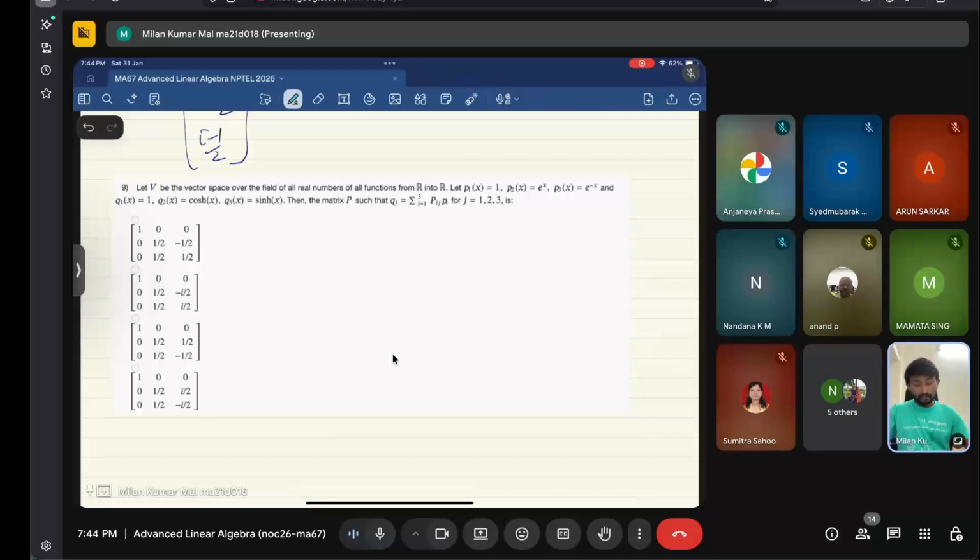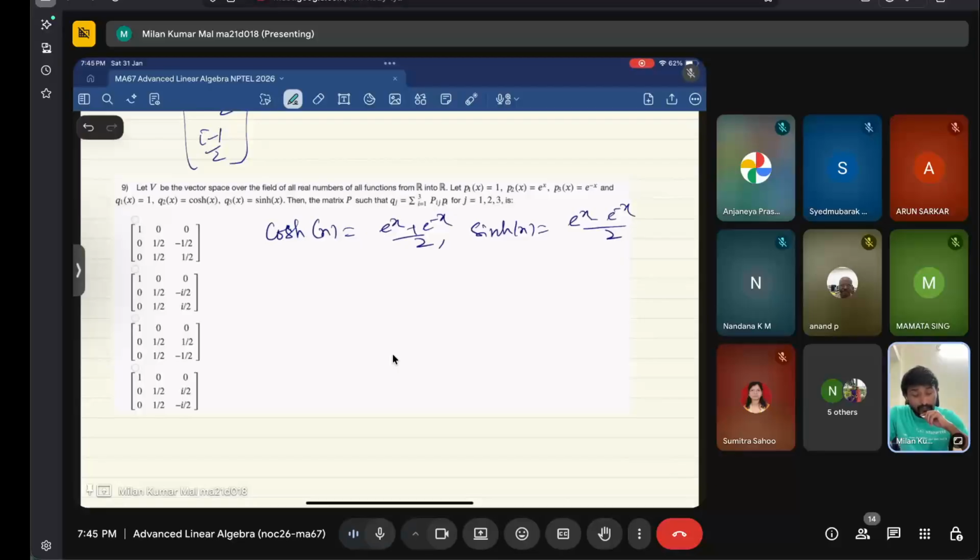So I hope the problem is visible, clearly readable at least, not much small font. Okay. Let V be the vector space over the field of all real numbers of all functions from R into R. Let P1(x) is equals to 1, P2(x) equals to e to the power x, P3(x) equals to e to the power minus x. And Q1(x) is equals to 1, Q2(x) equals to cos hyperbolic x. Let me recall you, cos hyperbolic x is equals to (e to the power x plus e to the power minus x) by 2. And sine hyperbolic x is equals to (e to the power x minus e to the power minus x) by 2.